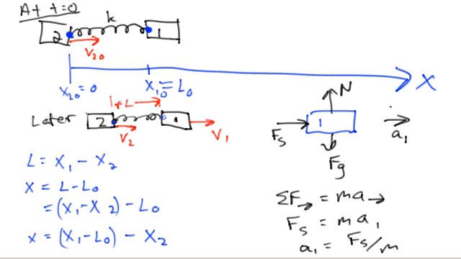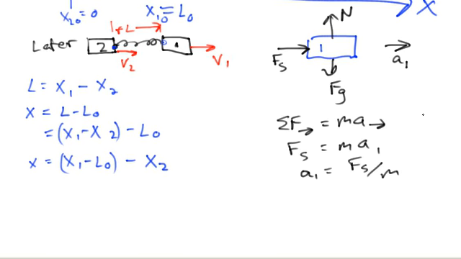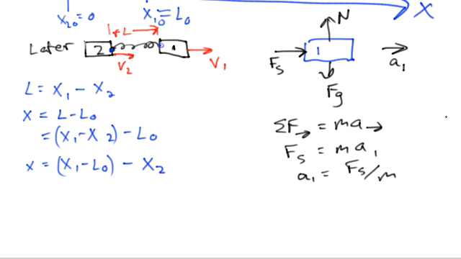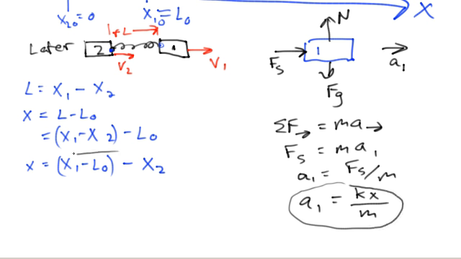which means a1 is kx over m, where k is the spring constant, and I've got an expression for x, so let's say 1.